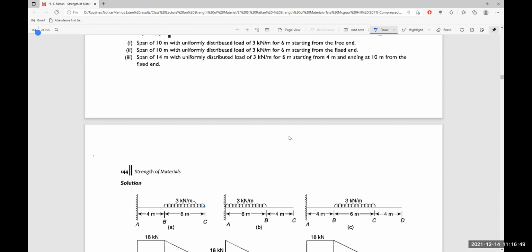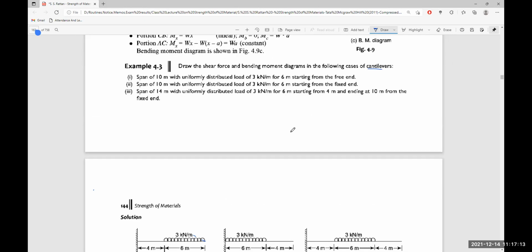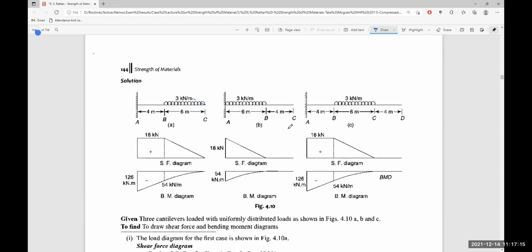This portion from C to D is free. There is no loading over it. It is loaded after C, which is 10 meter away from the free end, with a distributed load of 3 kilonewton per meter from B to C. Now, how will you do that? We have to calculate the shear force and bending moment diagram for all these loads.